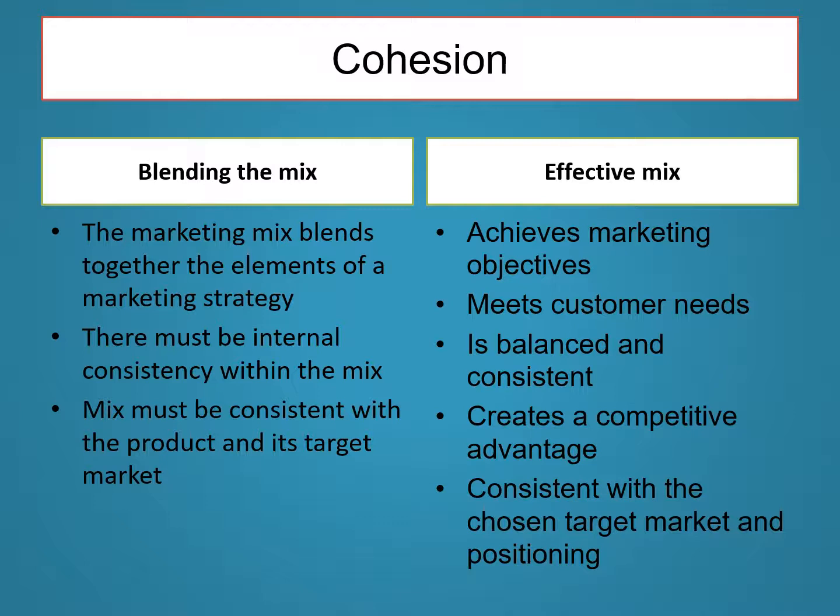So what does an effective marketing mix actually do? Why do we have this thing called the marketing mix? It's basically an easy way of pulling it all together. The effective mix achieves your marketing objectives. Remember, objectives are very important. You've always got to have a goal. It meets customer needs, so it gives them what they want or need. It is balanced and consistent, so you're looking at the pricing and you're consistent throughout. You're not going off on one and forgetting what you've already done.